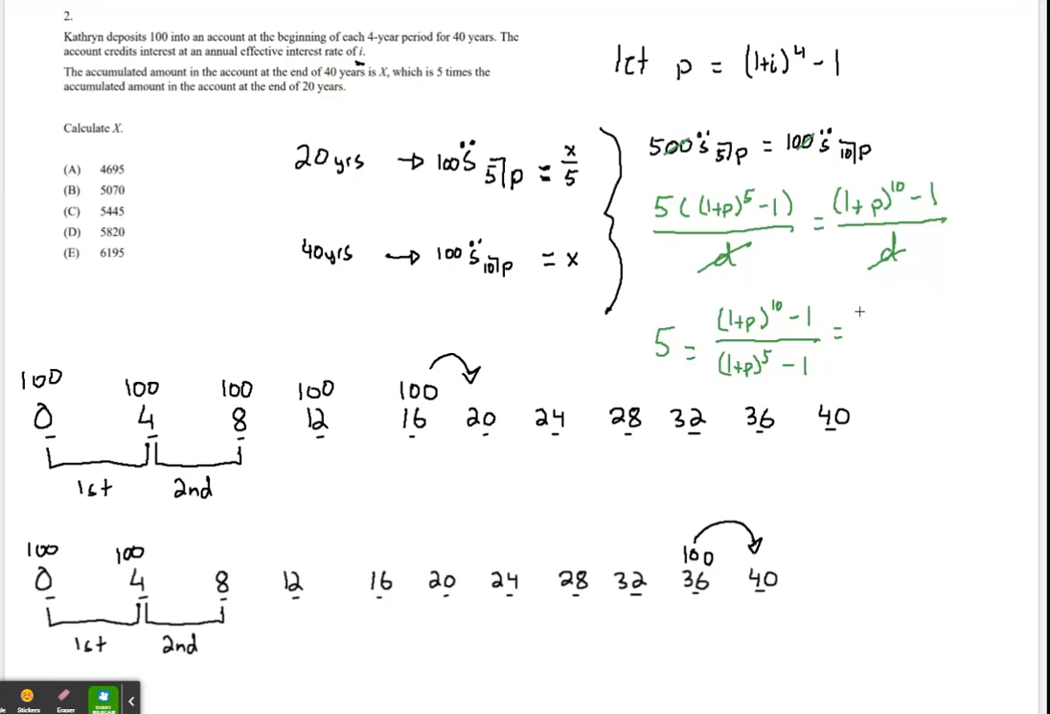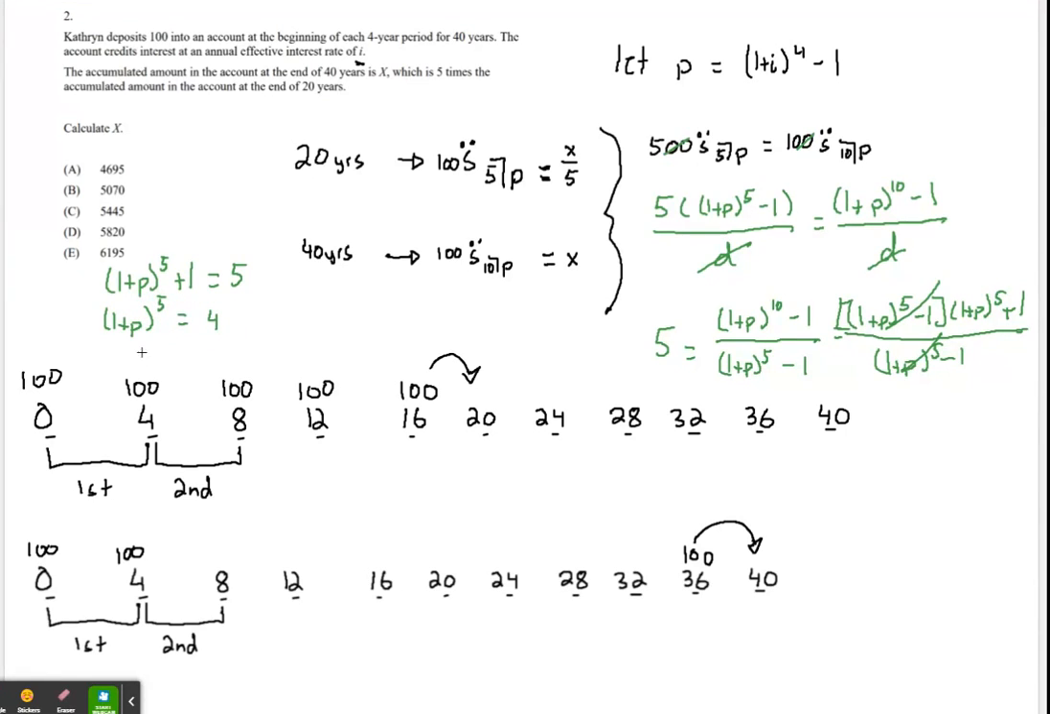Now we can use a difference of squares here. So I get 1 plus P to the 5 minus 1, times 1 plus P to the 5 plus 1, all over 1 plus P to the 5 minus 1. So these are going to cancel with this. So now I'm left with 1 plus P to the 5th plus 1 equals 5. So 1 plus P to the 5th equals 4.